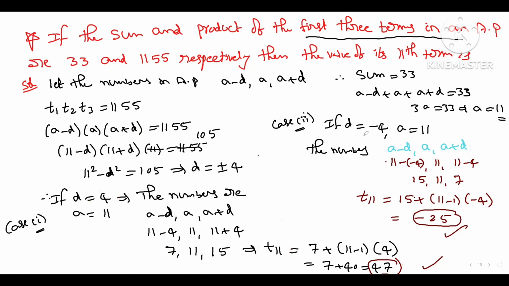This is correct. In the second case, we should take D is equal to minus 4, A is equal to 11. The required numbers are A minus D, A, A plus D. So A value 11, 11 minus of minus 4, 11, 11 plus D value minus 4. So 15, 11, 7. But the 11th term is required. The 11th term is equal to A plus 10D. A value here 15, 10 into D value minus 4, the common difference. So the answer will be minus 25, correct, as well as 47 also correct.